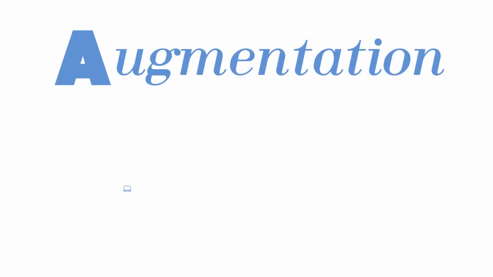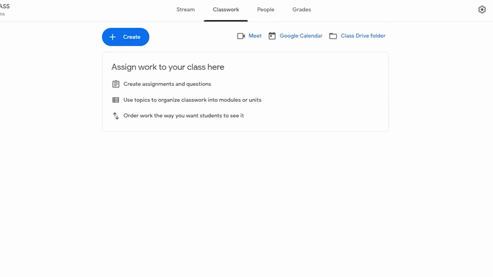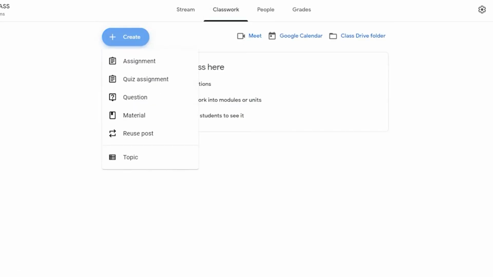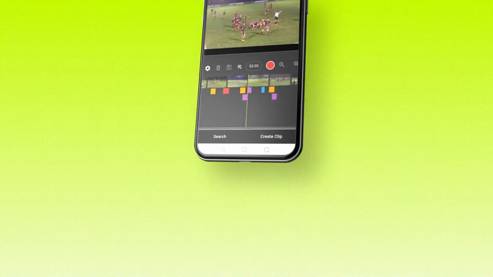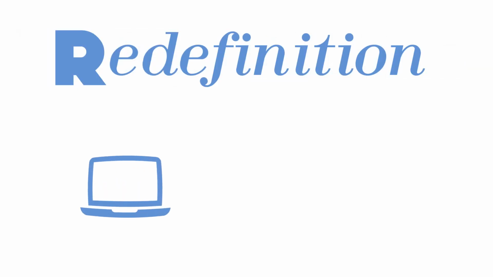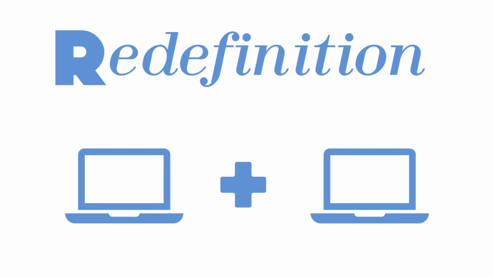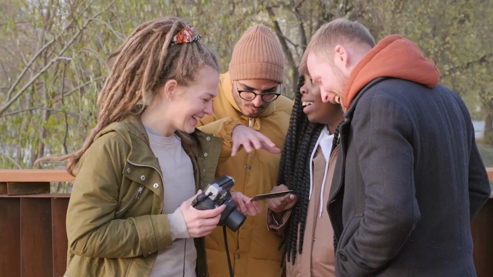Augmentation. It's the same task, but the tech increases functionality. For example, completing a Google Classroom assignment. Modification is for redesigning parts of the task. For example, student-created video analysis. Redefinition is for creating new tasks, once unimaginable. For example, a class YouTube video collaboration.